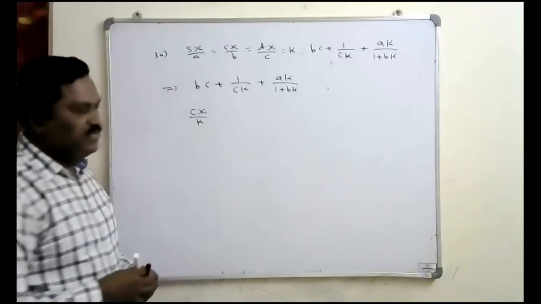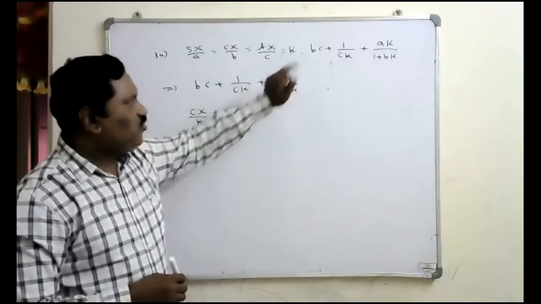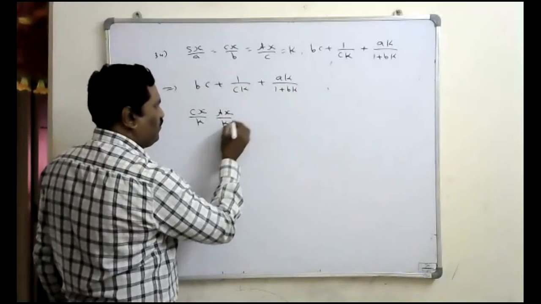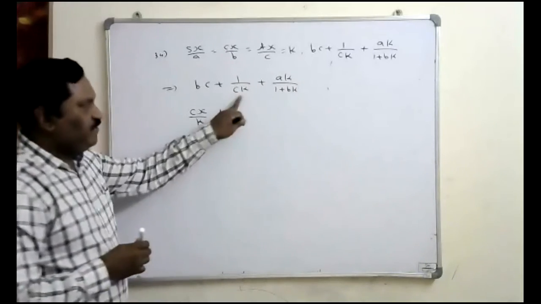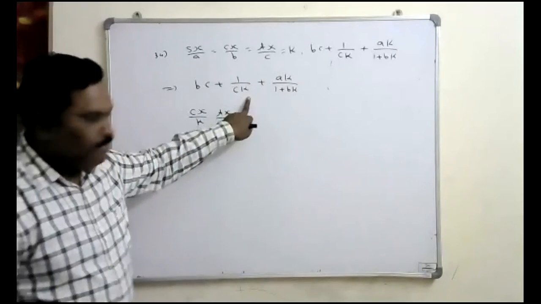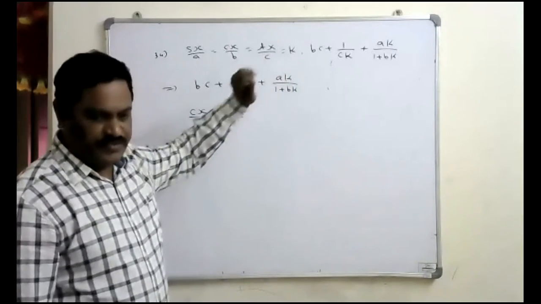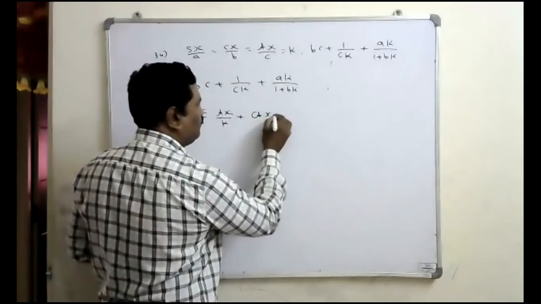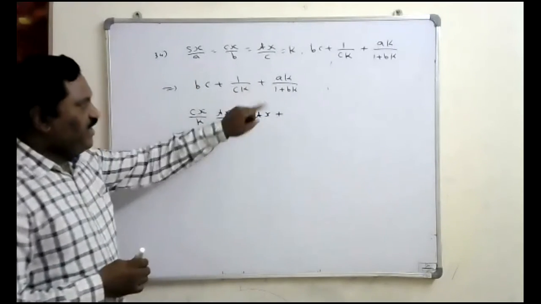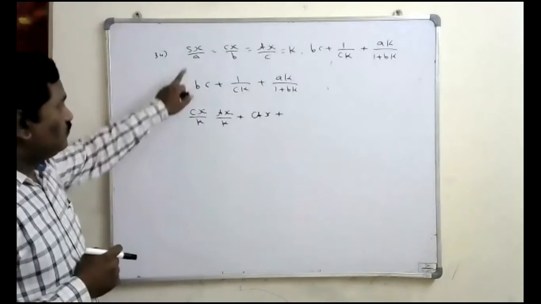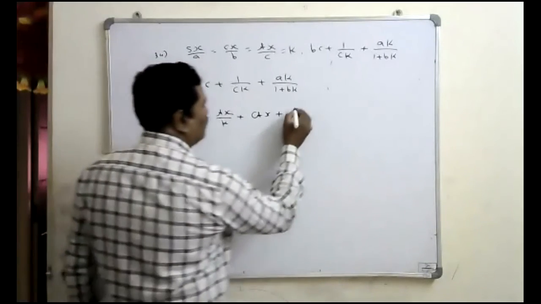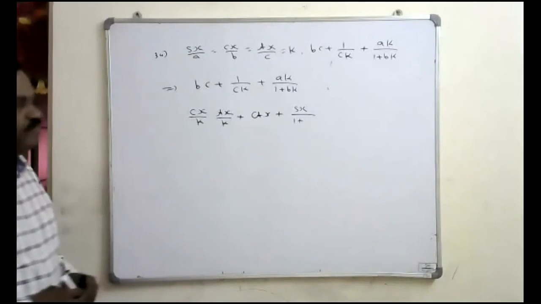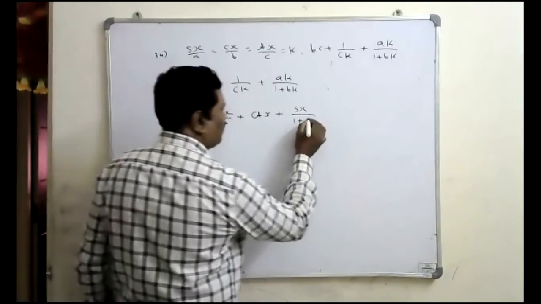What is c? Tan x by c equal to k, then c is tan x by k. What is ck? ck is tan x. What is 1 by ck? Cot x. Plus, what is ak? ak is sin x, sin x upon 1 plus what is bk? bk is cos x.